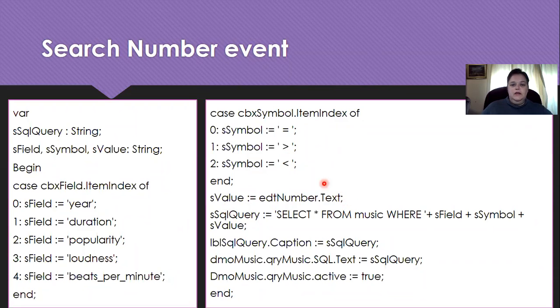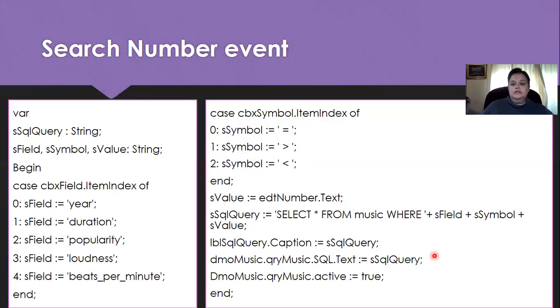So now the third field that we have, where the user is going to enter, is going to be written to S value. Now you're going to assign that information into an SQL statement. So select star from music where my S field plus S symbol plus S value. There is a single quote missing. No, because these are fields. So my single quotes are before the select and the where, and these are all variables that I'm using. This is then going to be written into my label, my SQL label.